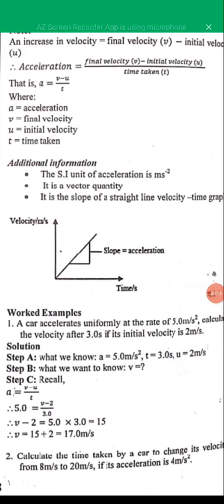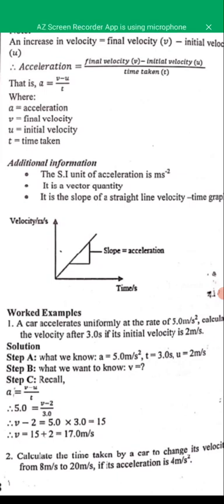Next, we have velocity now. For velocity, we have two types of velocity. We have the initial velocity and the final velocity. So the initial velocity is simply the velocity of a body, either at rest or when it's about to move. The velocity a body possesses when it's about to move or when it's at rest. While the final velocity is the velocity a body possesses when it comes to rest.